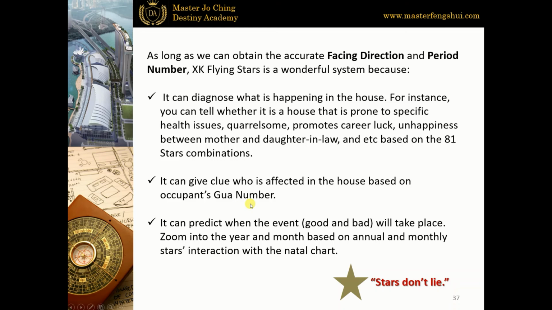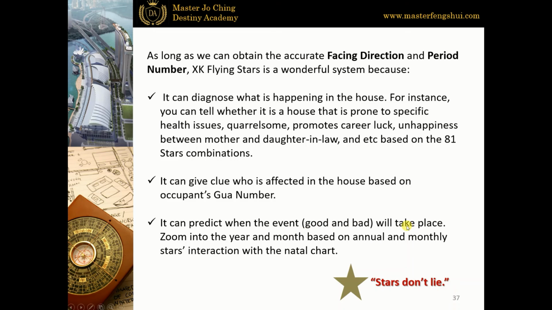Let's say you are born in 1975, you are male, your Gua number is 7, and you are part of the house natal chart. Don't forget the reference point for flying star is the house, and you as occupant is one of the flying stars. So we use that to calculate who will get the problem. It can predict when the event, good and bad, will happen.